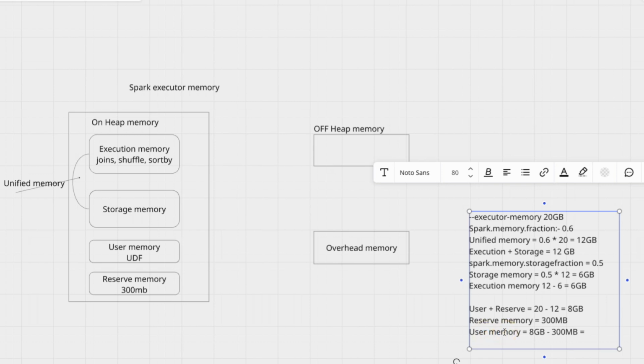You can change this MB to GB, and then we'll know the exact number of the user memory. So this is how, whenever you define the executor memory, it gets divided into different memory sections. You can tweak or change the memory parameters inside this, but if you leave them at default, this calculation will go on.